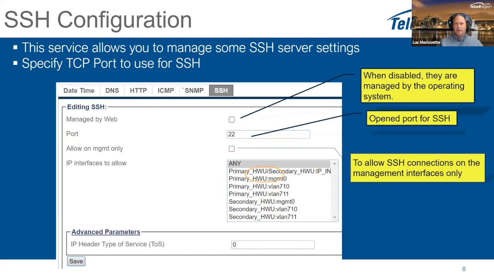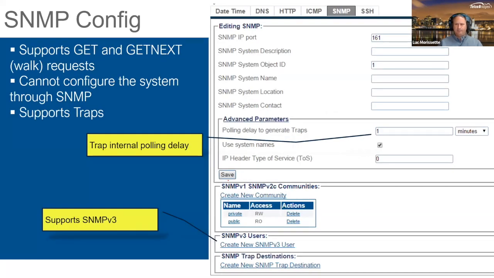I skipped these two here. I'm going to come back to SNMP in a second. SSH here, again, the default is port 22. So if you want to connect with SFTP or SSH to the device, you connect with port 22. If you want to change this port, you can select Manage by Web here, change the default port that you're using, and then you can also choose which ports can access the interface. So again, be careful not to lock yourself out from the SSH interface.